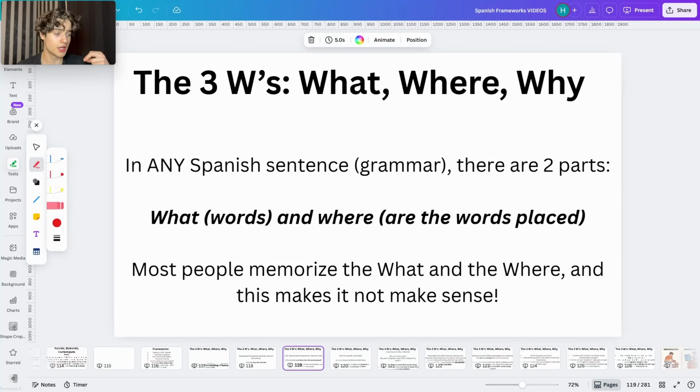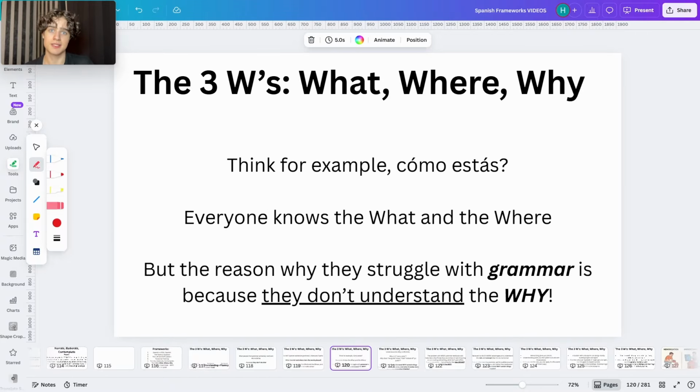In any Spanish sentence, there are two parts: what the words are and where the words are placed. So this is like the makeup that I mentioned in the beginning. It's like how the language looks, okay? The problem here is that most people memorize the what and the where, and this makes it not make sense, okay? It's the same as the F student who memorizes 5 examples of division being used, right? It's memorization. If you think, for example, ¿Cómo estás? Me llamo, tengo 26 años, etc. Everyone knows the what and the where.